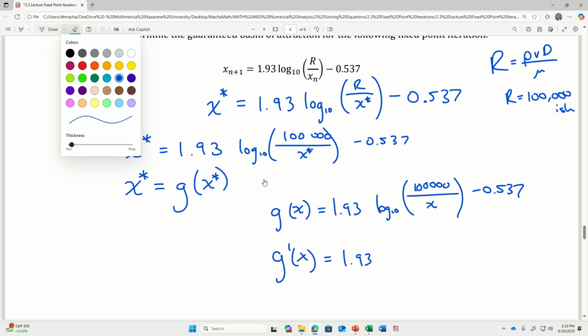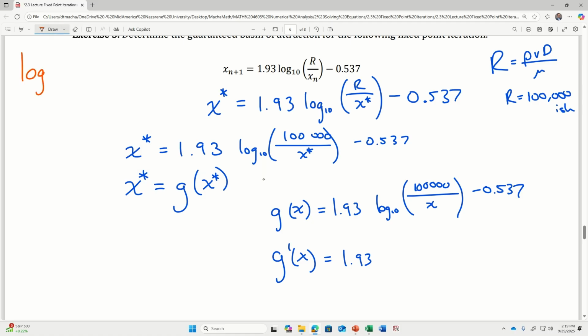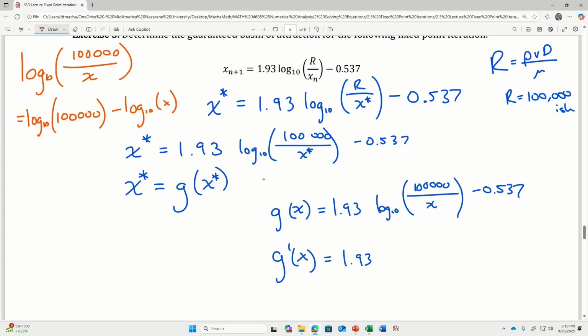When I see log base 10 of 100,000 divided by x, can somebody tell me how to simplify that using a property of logarithms? Log 10 of 100,000 minus log 10 of x. Perfect. Yeah, if I'm dividing on the inside of a logarithm, I can subtract and make it two logarithms. And so what is log base 10 of 100,000?